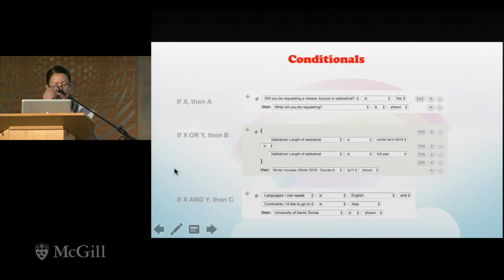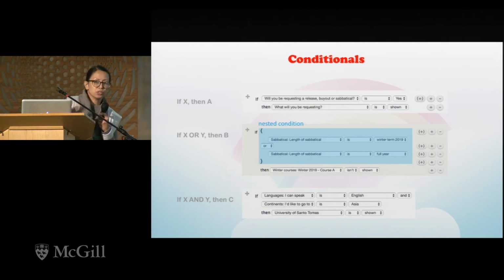Now, an interesting thing that I'd like to show you about the second example is that it actually has what we call a nested condition. And you can create a nested condition by clicking here on this plus button that's between parentheses. And these nested conditions actually come into their own once you start to get more and more, think of more and more complex conditional statements.